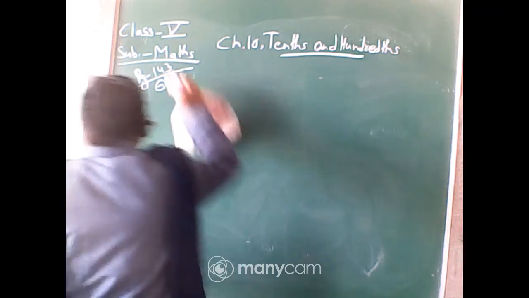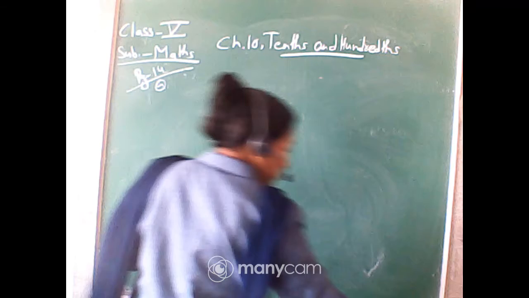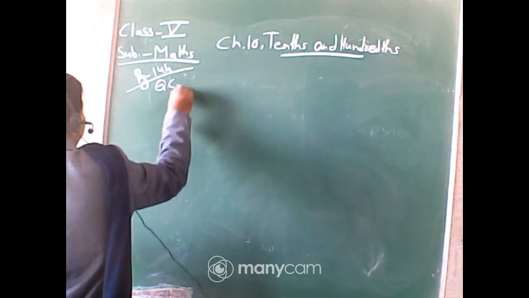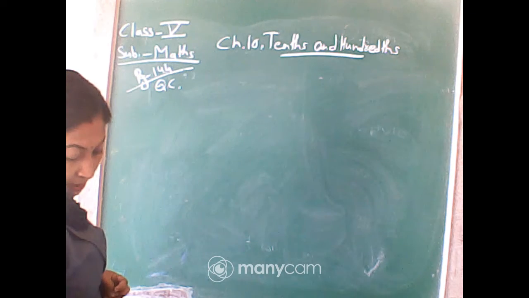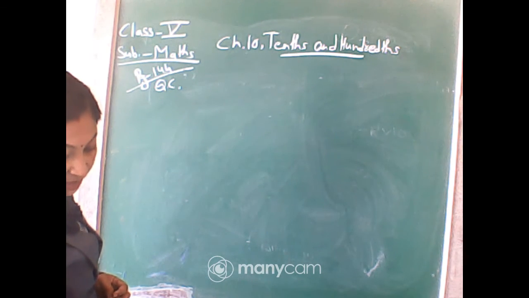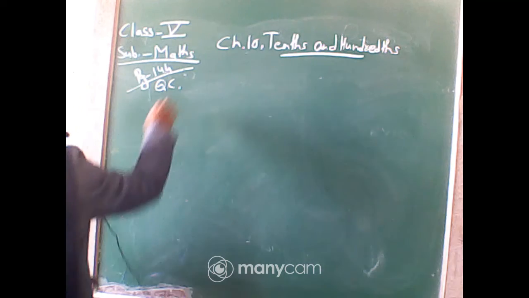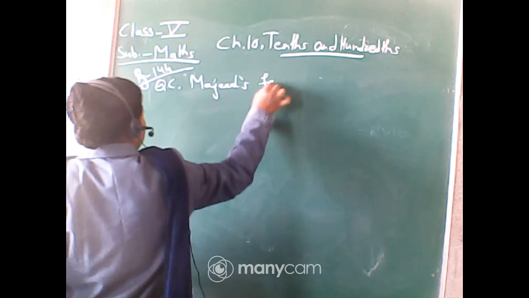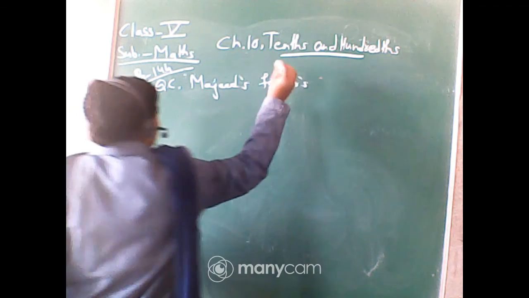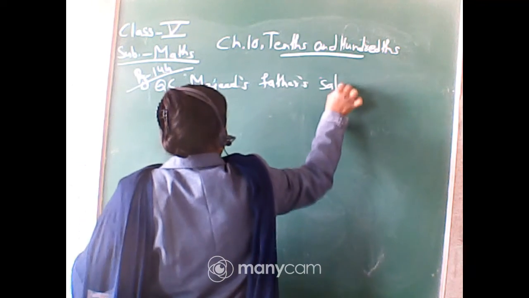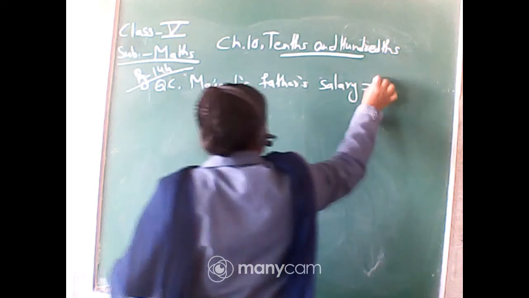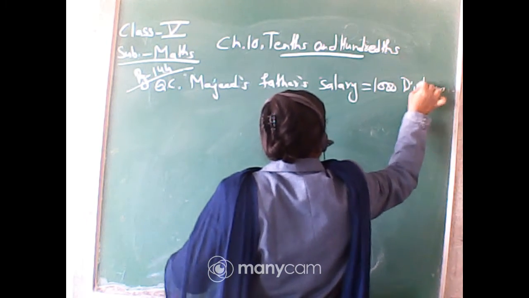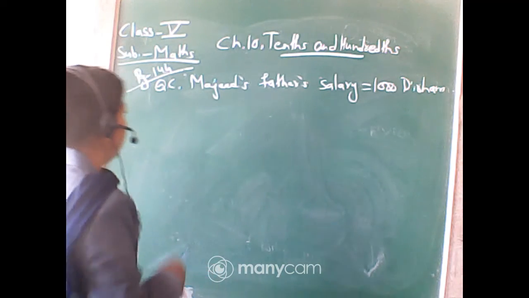And page number is 144. Question number C. You will write Majid's father's salary. Majid's father's salary is equal to 1000 dirham. So first of all you will find it in Indian rupees, isn't it?